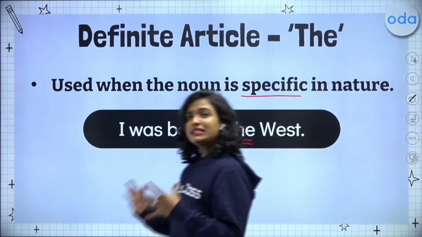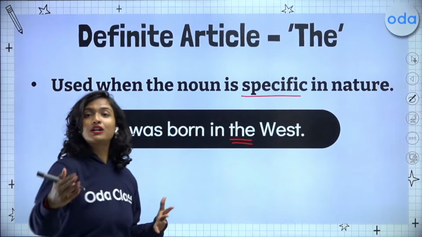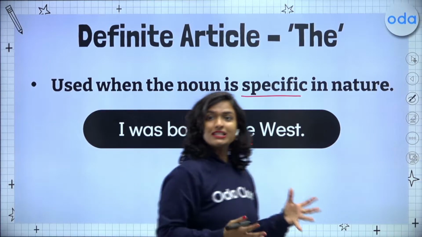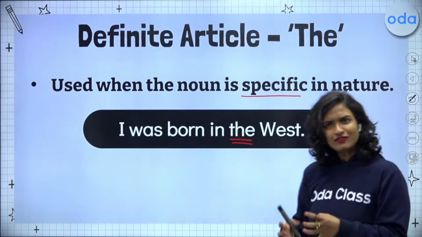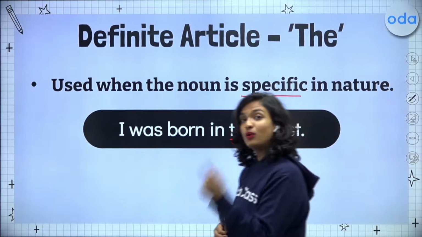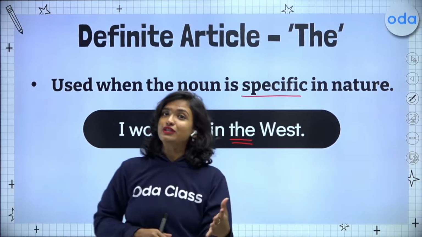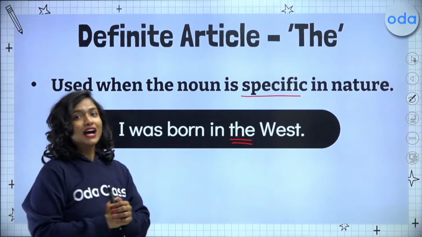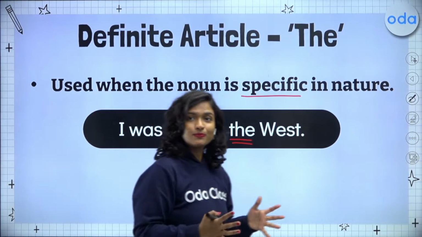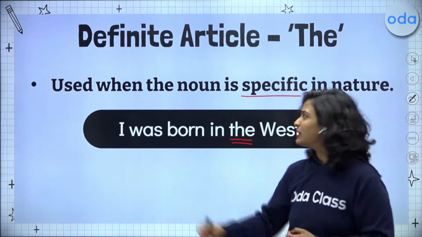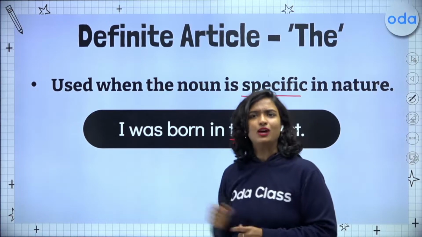Let's see one more example, students. Think about, did you read the book I gave you? Now, once again, here, kids, I am talking specifically, right, about the one book that I have given you. And that is why I use my definite article, the, to show that I am talking about one specific noun.